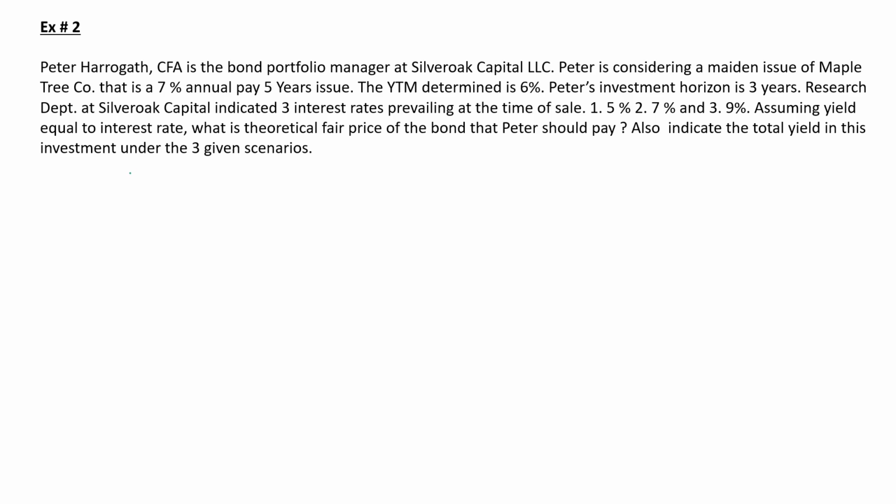Second is at 7%. And the third is at 9%. Assuming yield is equal to the interest rate, what is a theoretical fair price of the bond that Peter should pay? And also indicate the total yield in this investment under the 3 given scenarios.